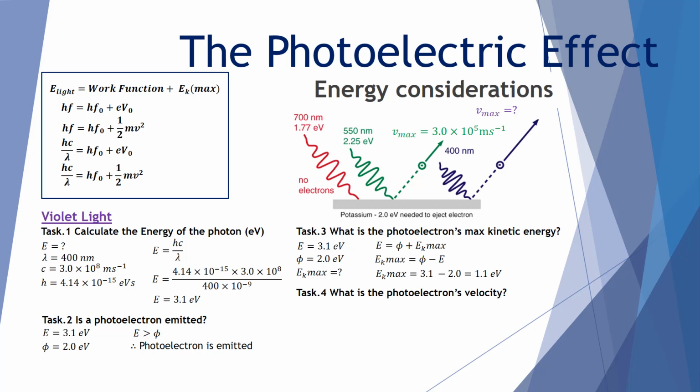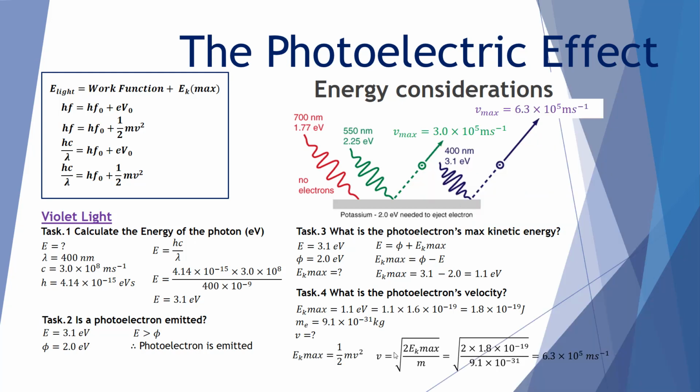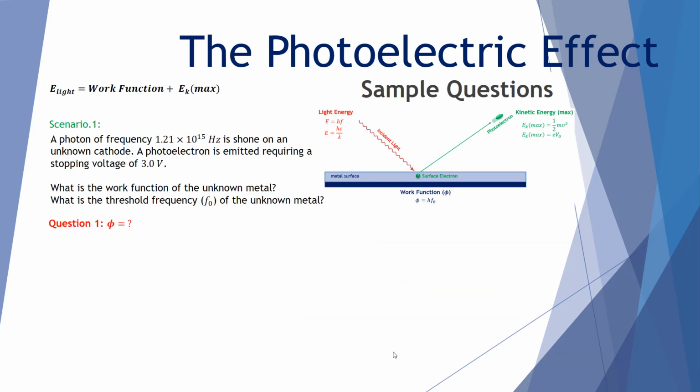Let's now work out the photoelectron's velocity, or its speed. Again, we're finding speed in meters per second, so we're going to use joules in our calculation. So our 1.1 electron volts gets converted into joules, 1.8 by 10 to the negative 19 joules. We put it into our kinetic energy maximum equation, half mv squared, transpose, and we find this violet light produces a photoelectron with a speed of 6.3 by 10 to the 5 meters per second. And there's our summary. Let's now look at some sample questions.